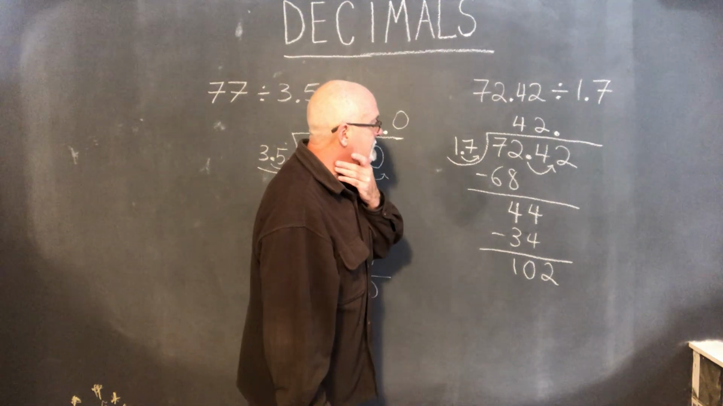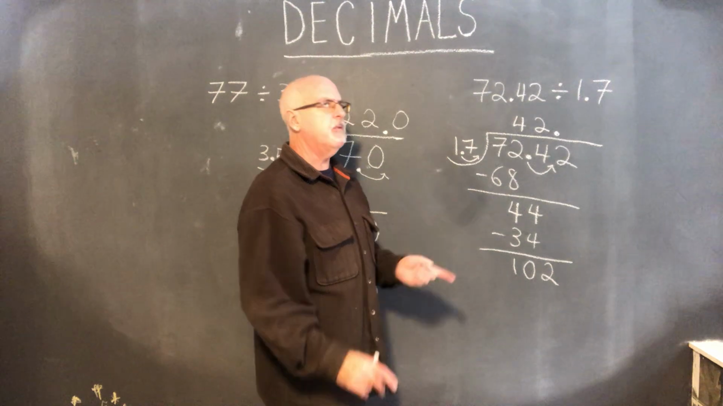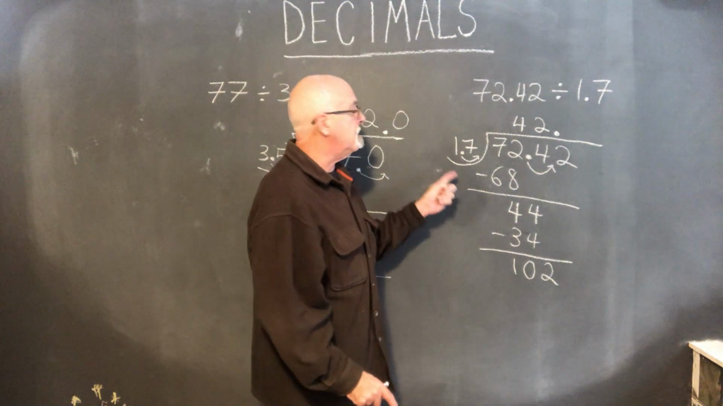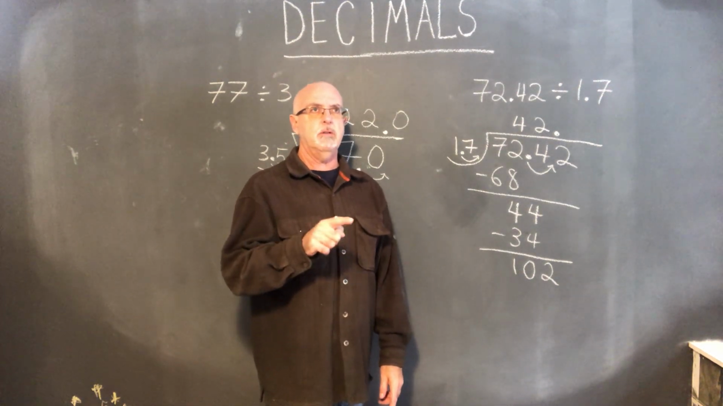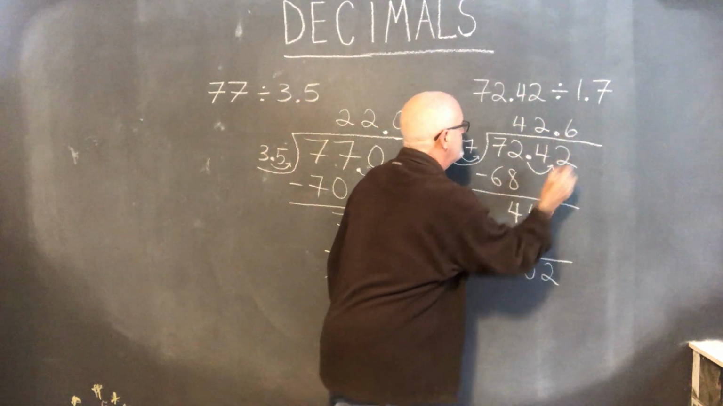How many times does 17 fit into 102? Let's try 5. 5 times 17 is 50, 85. No, I think I might be able to do one more. Yes, 6 times 17. 6 times 10 is 60. 6 times 7 is 42. 60 plus 42 is 102. We're right on. So we have a 6.